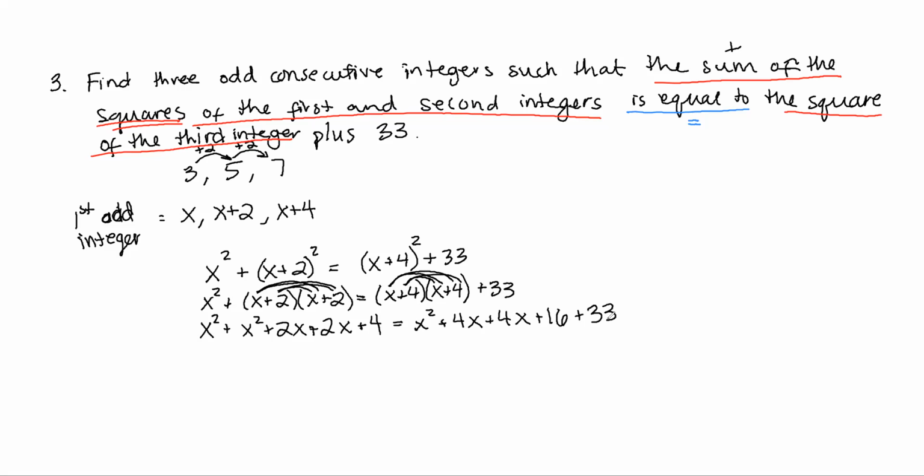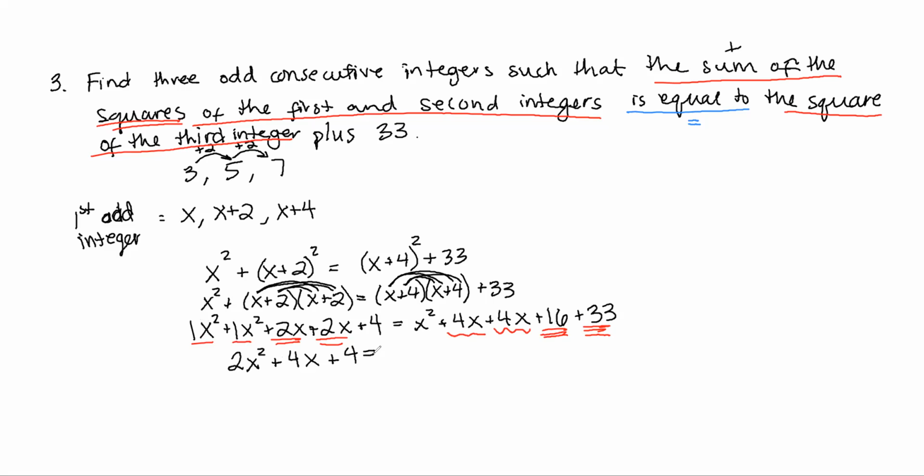And now we have a bunch of terms here. Let's go ahead and simplify a little bit. Looking at the left-hand side, we can combine our x squareds and our 2x's. On the right, we can combine our 4x's and the 16 and 33. So let's go ahead and do that. So x squared, 1x squared plus 1x squared is 2x squared. 2x plus 2x is 4x plus 4.